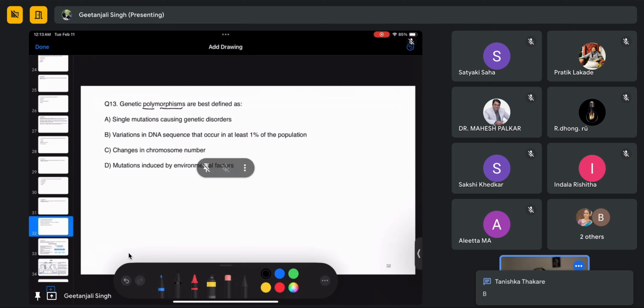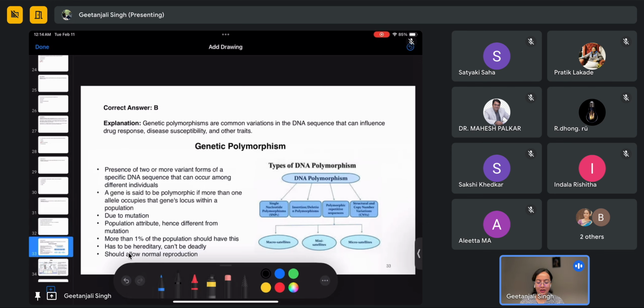Good. I can already see people answering the correct answer. So the correct answer is actually B, variation in DNA sequence that occur in at least 1% of the population. So let's briefly discuss what this genetic polymorphism is. Genetic polymorphisms are common variations in DNA sequence.